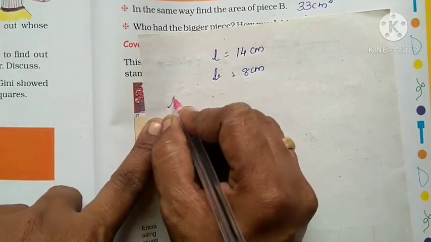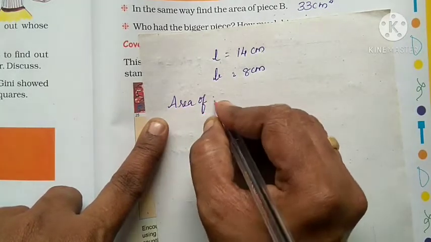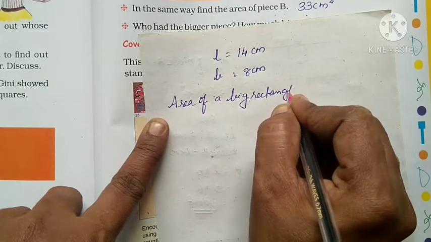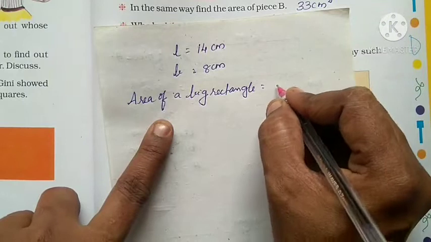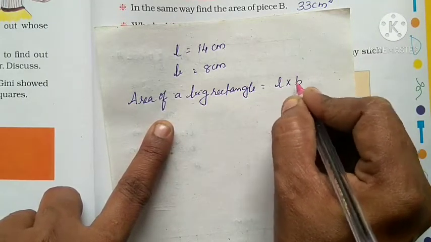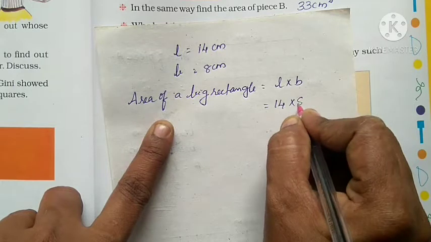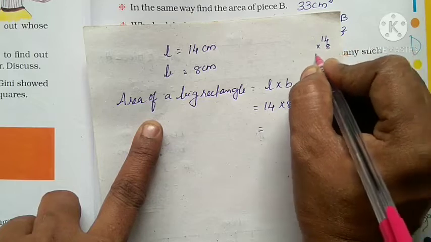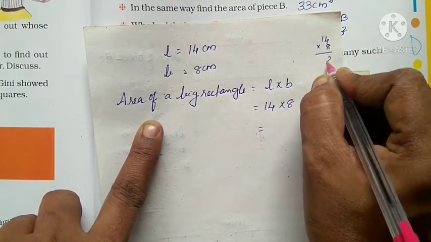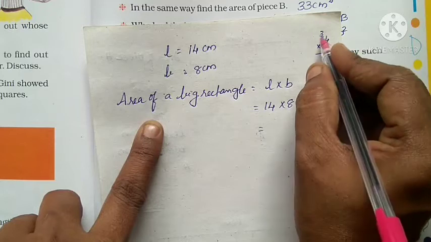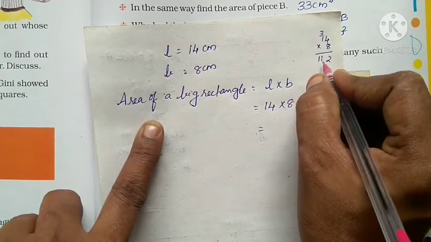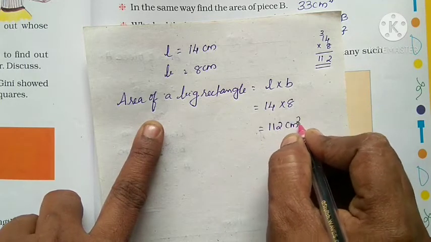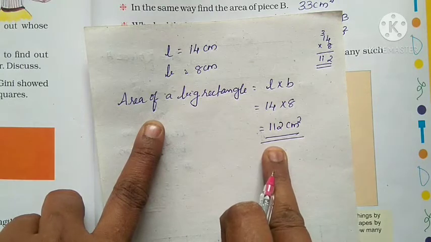Next, we want to find out the area of the big rectangle. There we know that area is equal to length into breadth. So 14 into 8. We can do the calculation in the working column. You know that? 8 4s are 32. 3 remainder. 8 1s are 8. 8 plus 3 is 11. So what is the answer? 112 centimeter square is the area of the big rectangle.